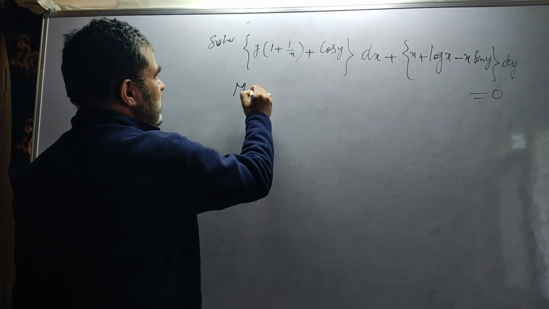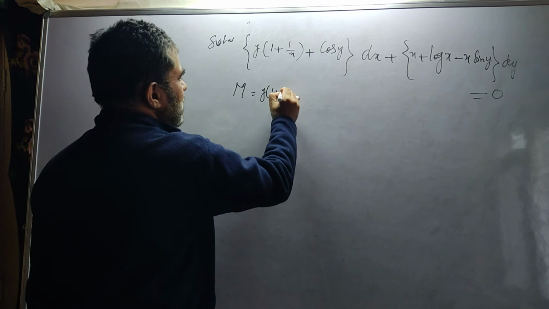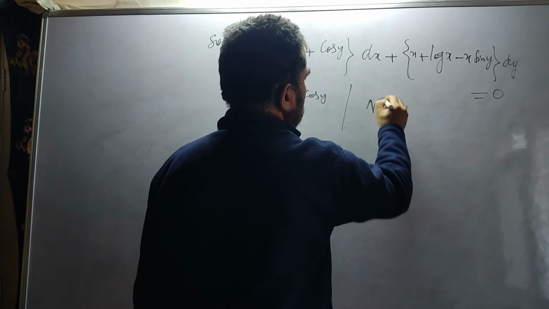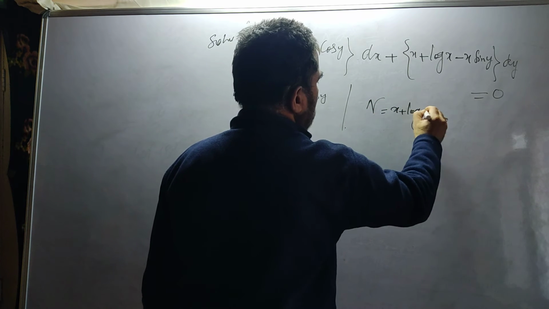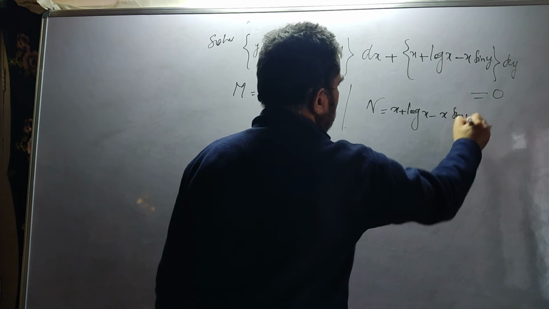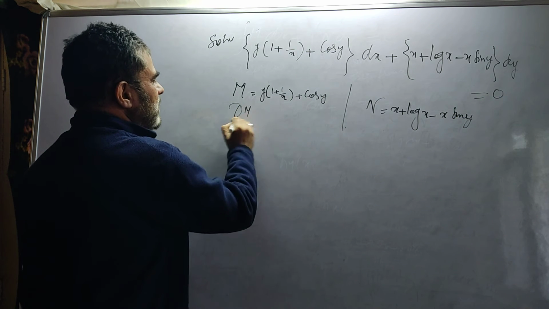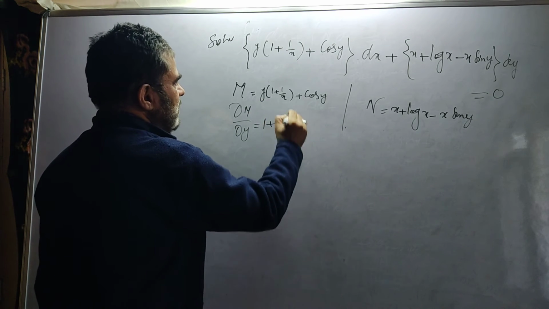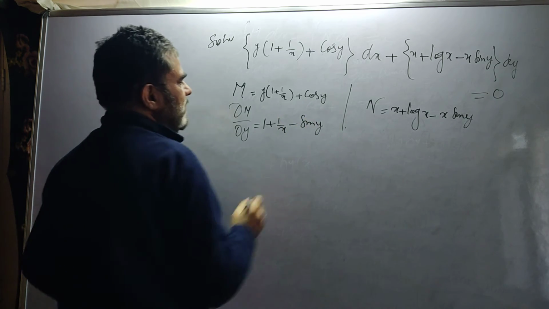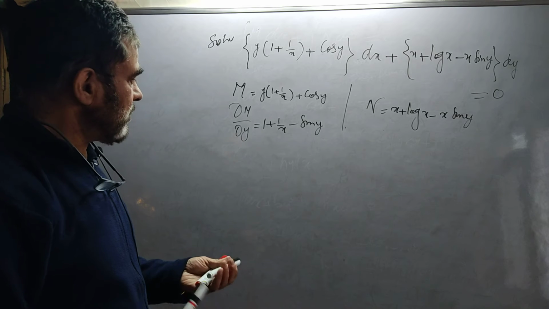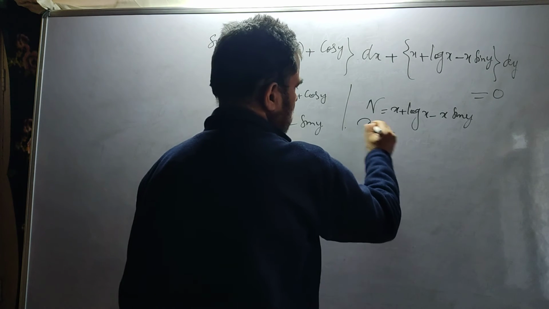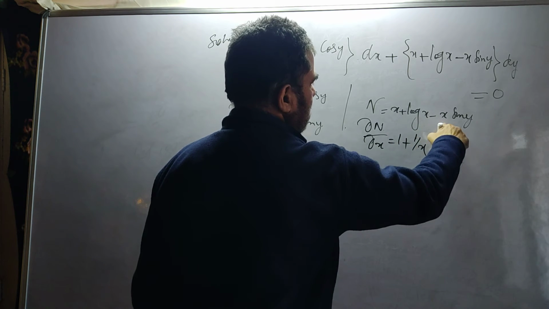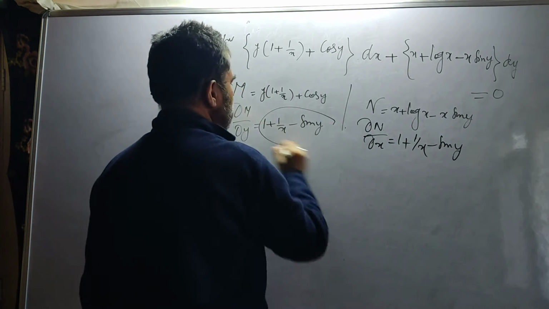Our M, the coefficient of dx, is y times (1 plus 1 by x) plus cos y. Then N is x plus log x minus x sin y. Here I have to find the partial of M with respect to y. It is 1 plus 1 by x, treated as a multiple constant, and with respect to y, it is minus sin y. Now we differentiate N partially with respect to x. It is 1 plus 1 by x minus sin y. You see, this and this are the same.